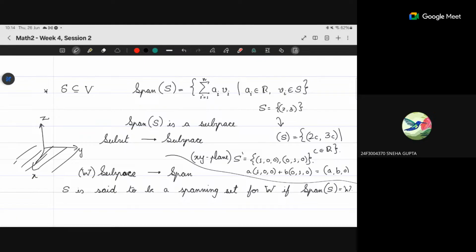Excuse me, sir. Sir, the dimension of a vector space is basically its number of bases, right? Number of elements in the basis.